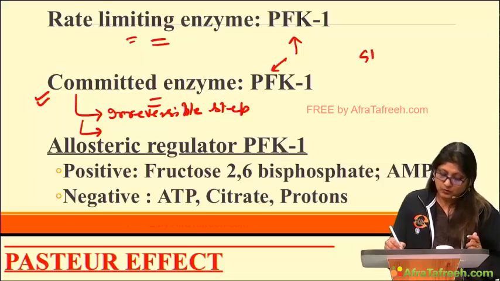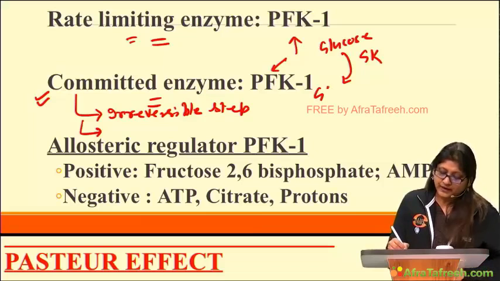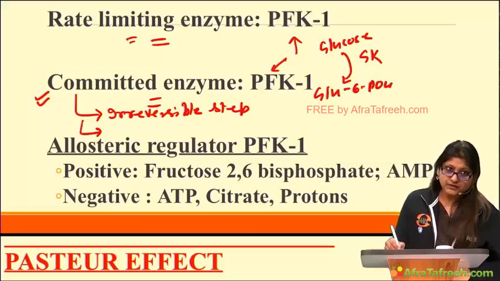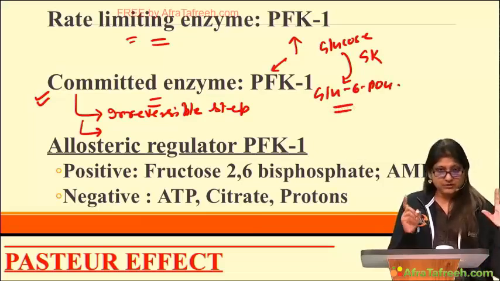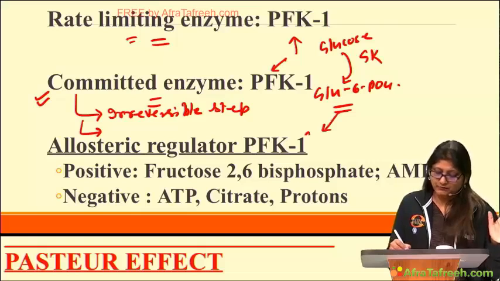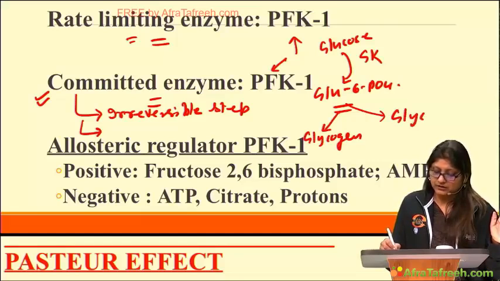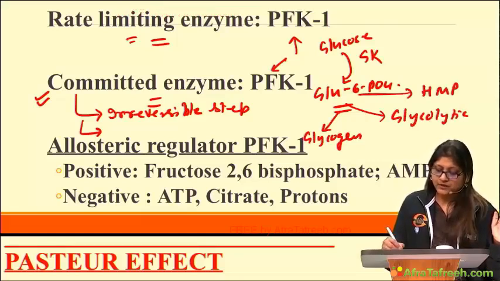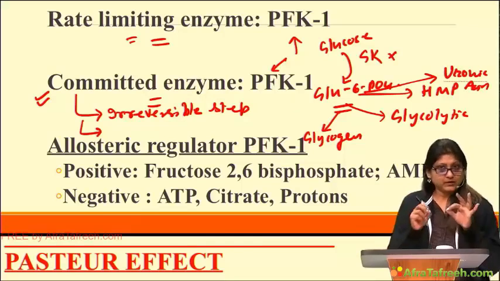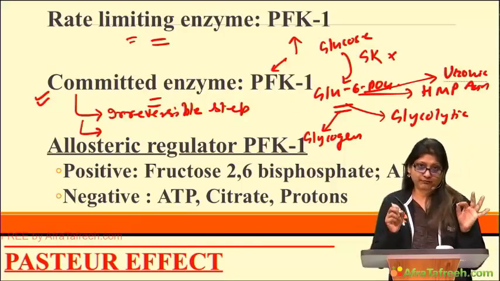But no, glucokinase is converting glucose to glucose 6-phosphate. And please understand, glucose 6-phosphate is not committed to glycolysis. It can be utilized for glycogen formation. It may get utilized in the glycolytic pathway. It may get utilized in the HMP shunt pathway. It can get utilized in the uronic acid pathway. So the glucokinase, though it is irreversible, cannot be a committed step of glycolysis.